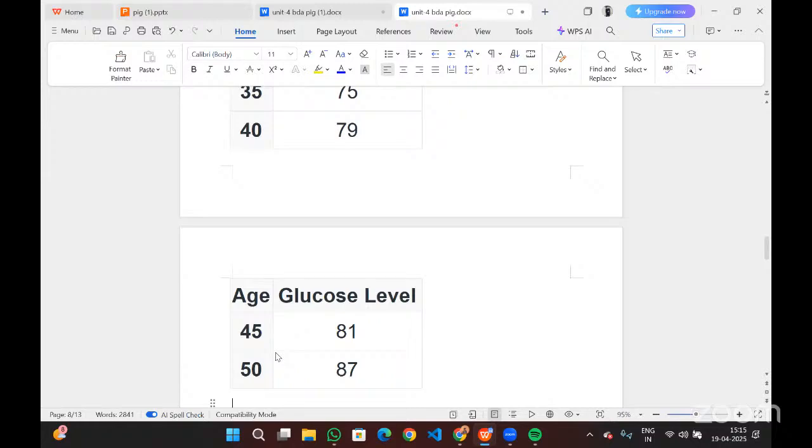Calculate x square, y square and xy values. In this unit you will get a direct question. This is called regression coefficient. In the table, find out x square, y square and xy values.